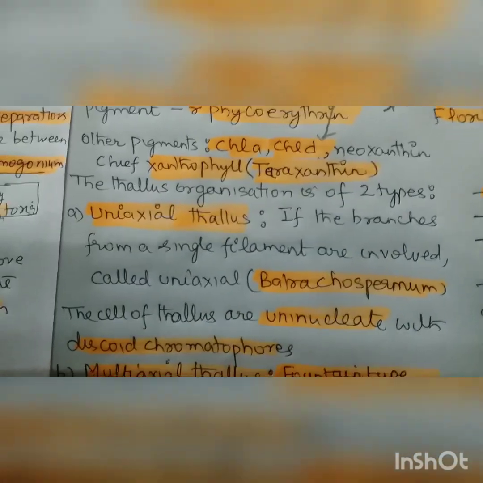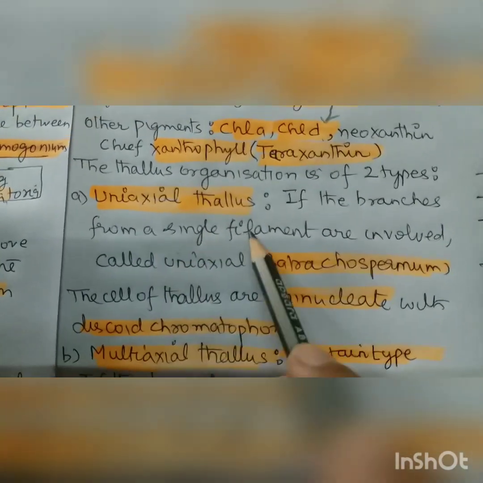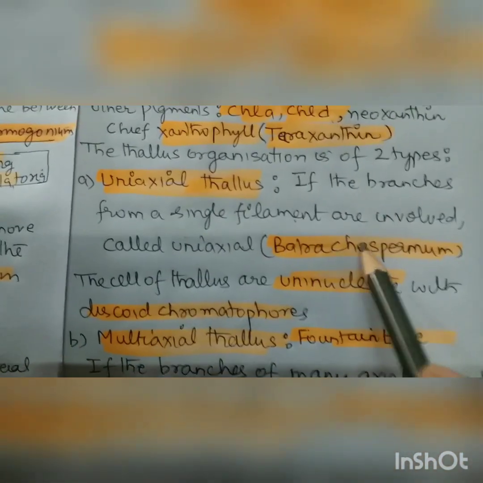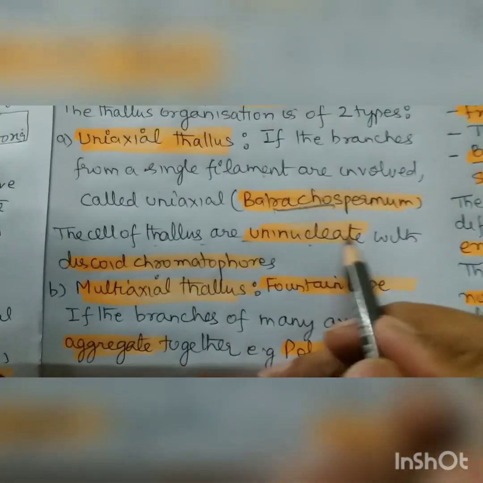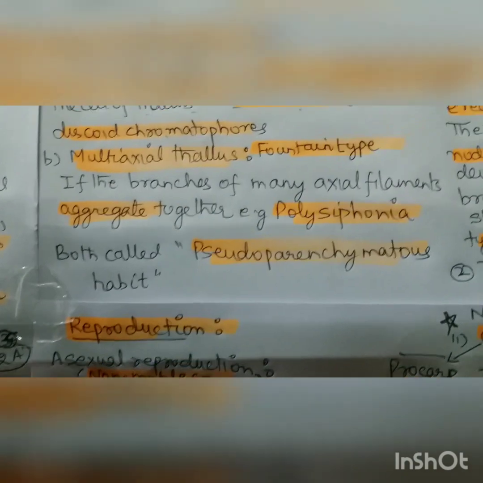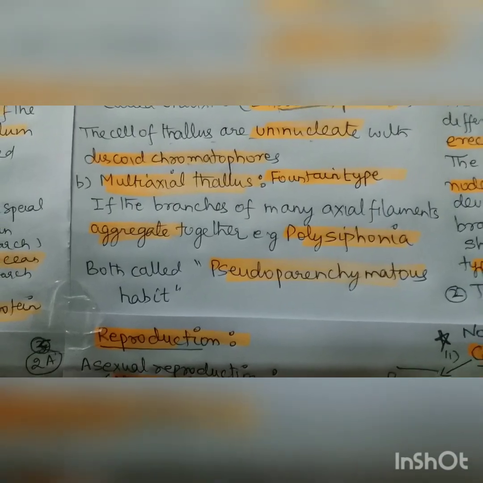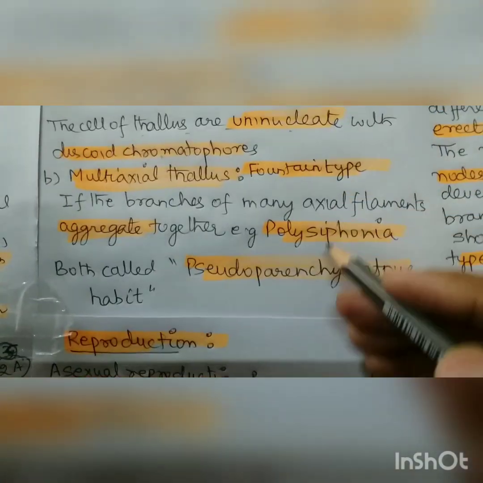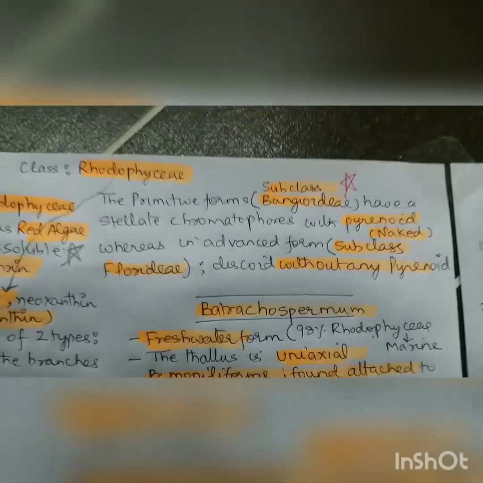The thallus organization is of two types. That is uniaxial thallus, if the branches from a single filament are involved, which we are doing this time, Batrachospermum. The cells of the thallus are uninucleate with discoid chromatophores, right? And multiaxial, which we also call the fountain type. Here the branches of many axial filaments aggregate together, and the example is Polysiphonia. But both are called pseudoparenchymatous habit. Pseudo means false parenchymatous.